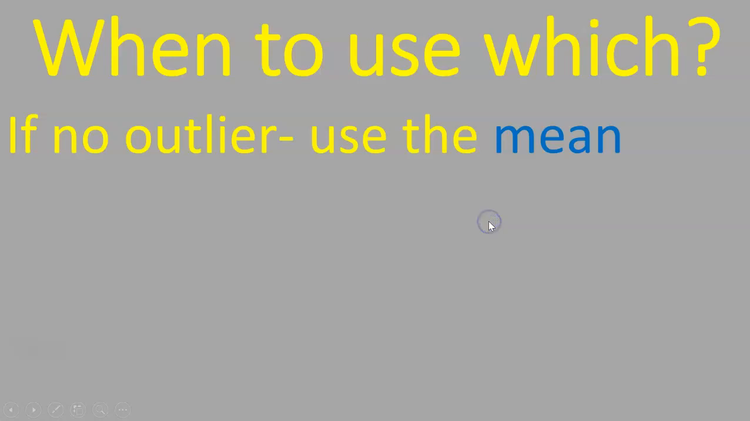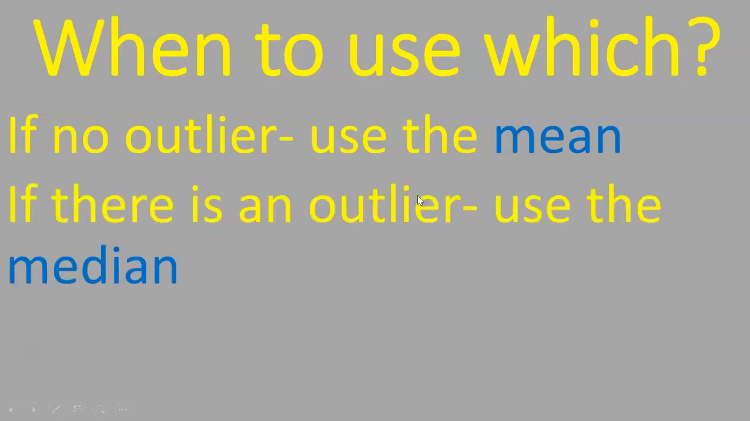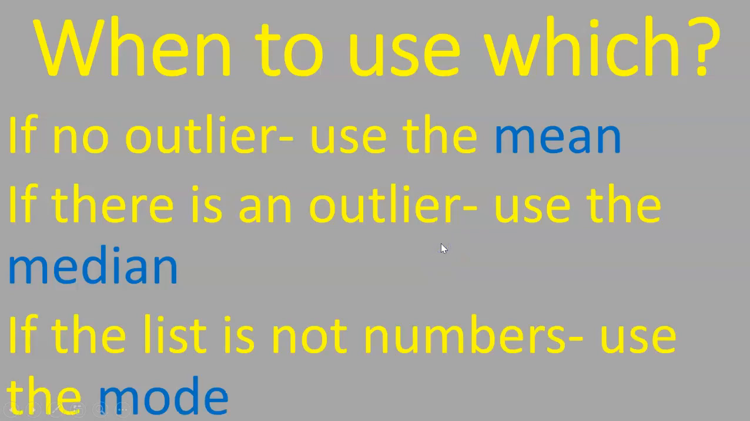When to use which? If there's no outlier, usually the mean is given. Remember, that's an equal distribution of the total. If there is an outlier, generally the median is used. If the list is non-numerical, use the mode. Like, for example, what's your favorite candy bar? Okay, the mean and median would not have relevance there, and the mode would be generally the best measure for that.